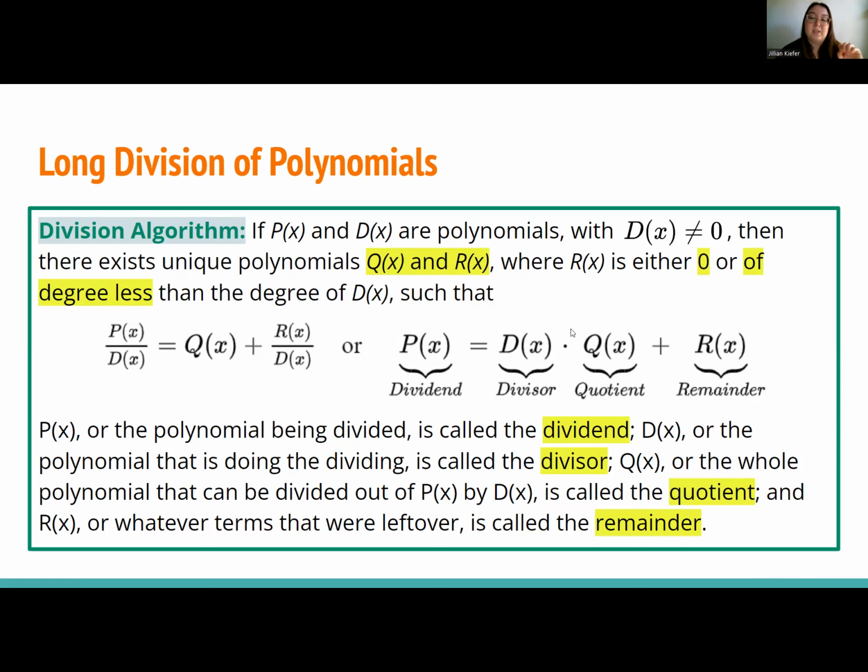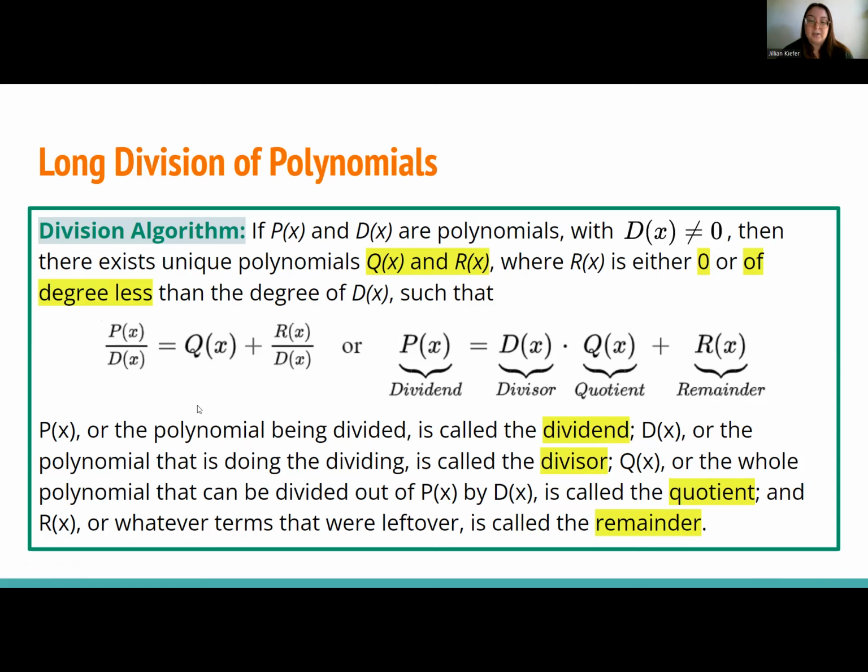They are the two forms of the division algorithm, and it means that when you have solved your problem, you would write your answer in one of these two formats. So the first one, being more of the fractional form, we see p of x divided by d of x. So we're going to call that the dividend. It's the polynomial that is being divided. So our dividend divided by the divisor, d of x, is the polynomial that is doing the dividing.